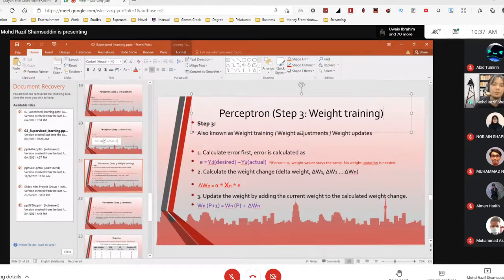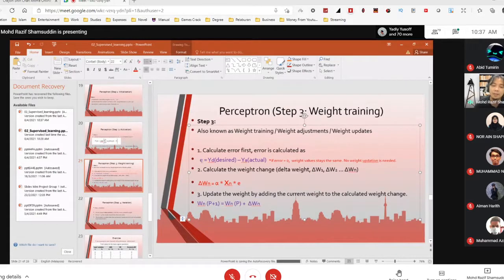So you need to calculate the error first. How do we calculate the error? The error is calculated by subtracting the actual output from the desired output. What is the desired output? The desired output is the label. The actual output is the output produced by the neural network.